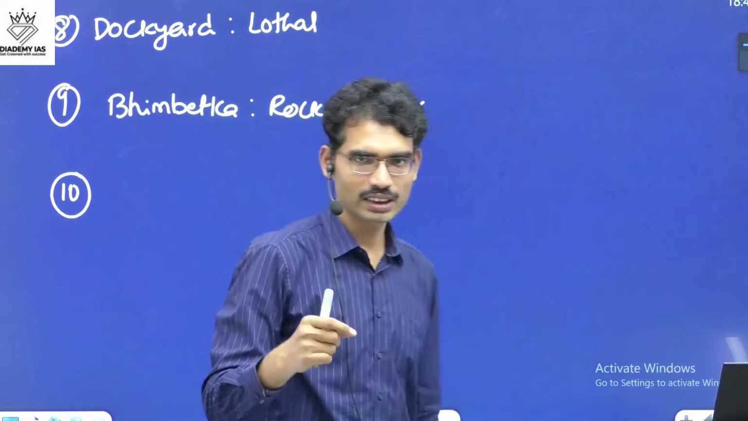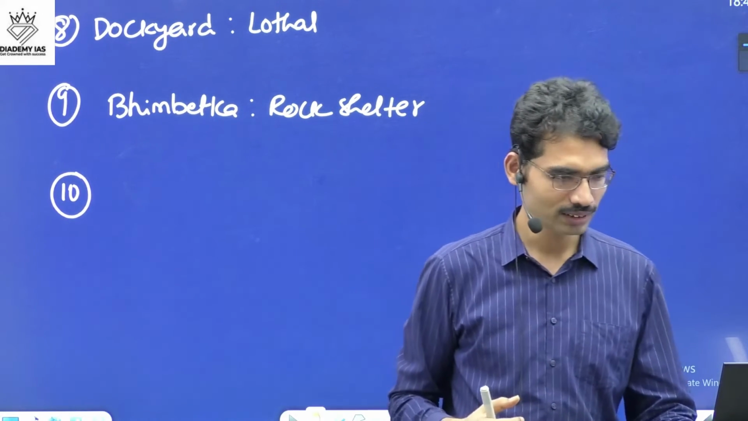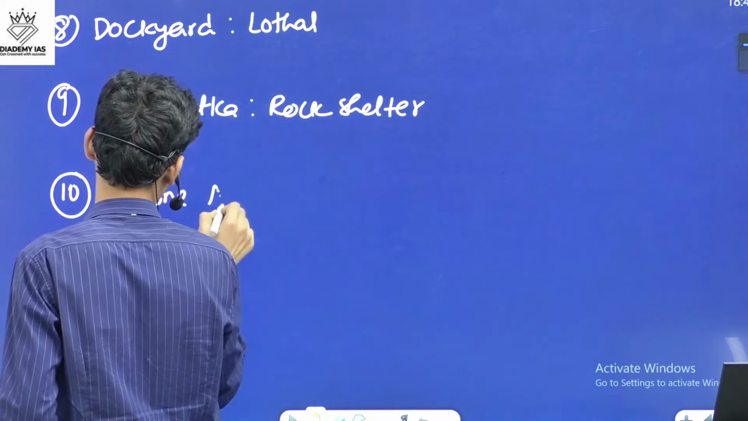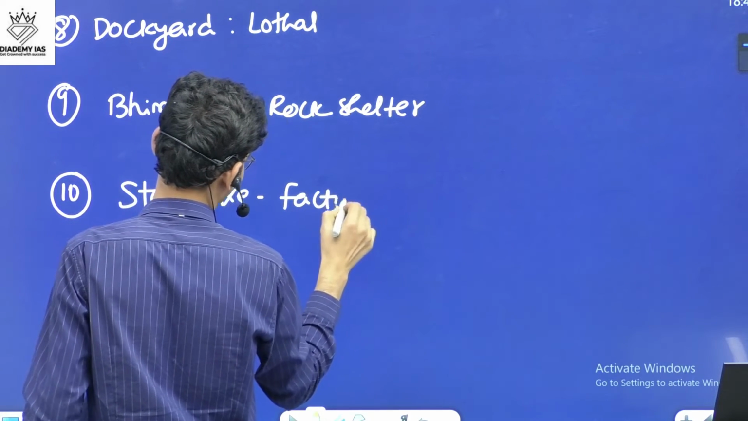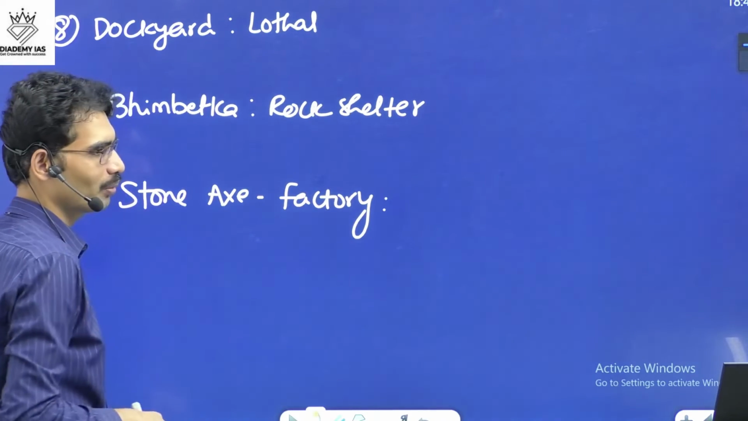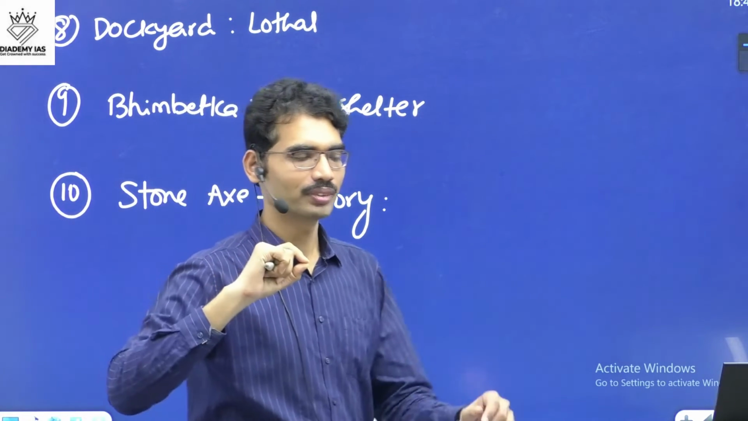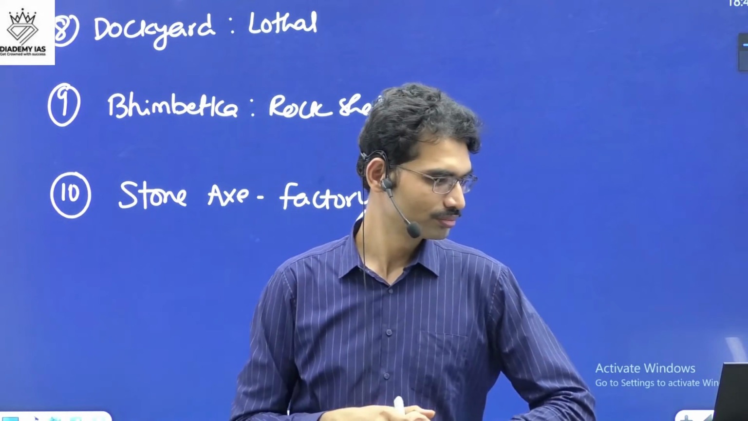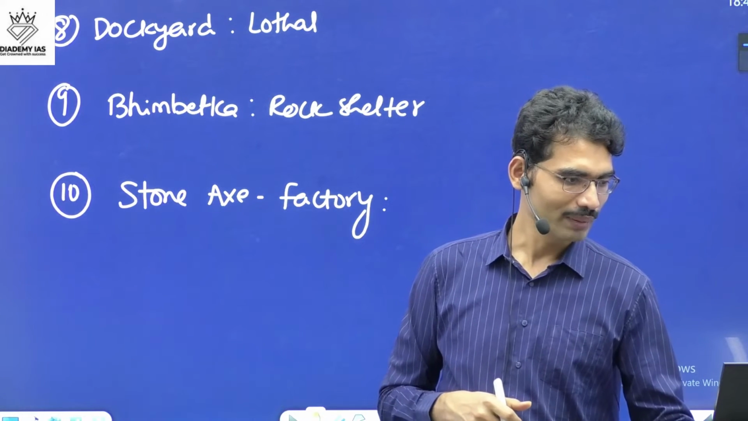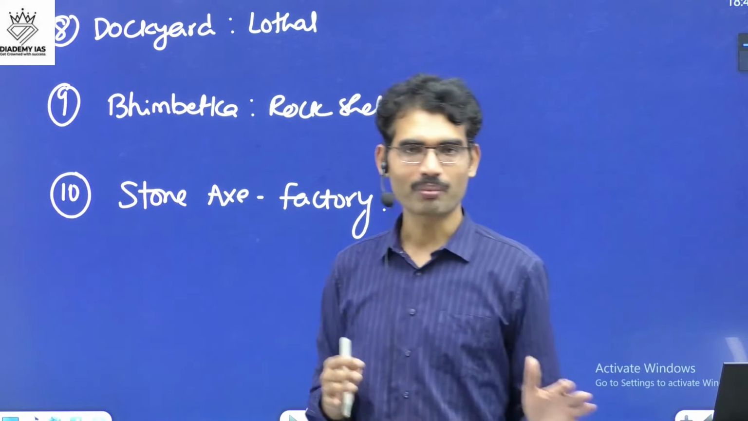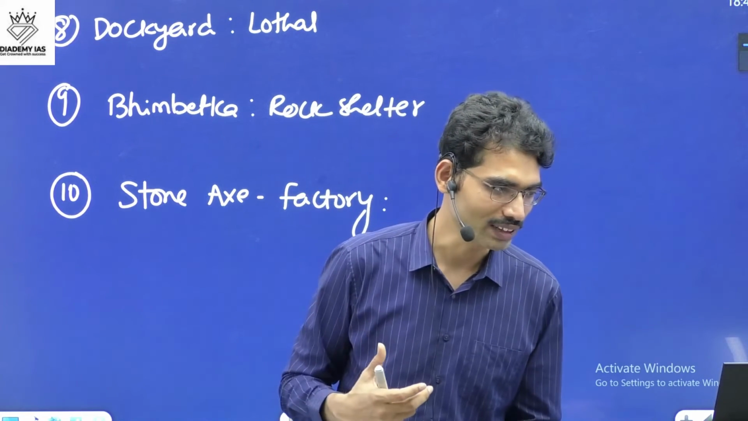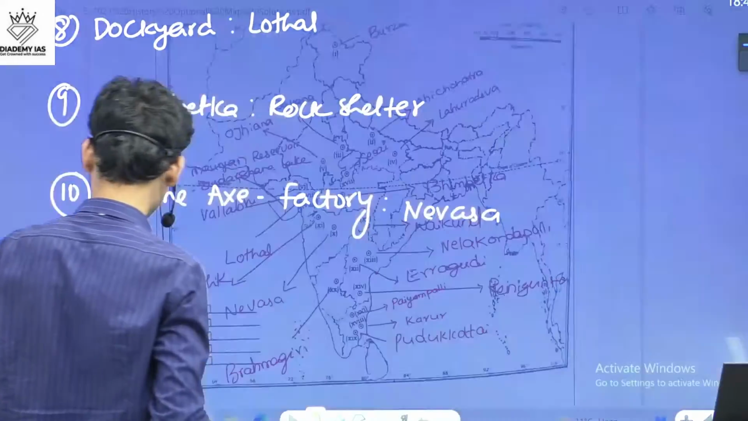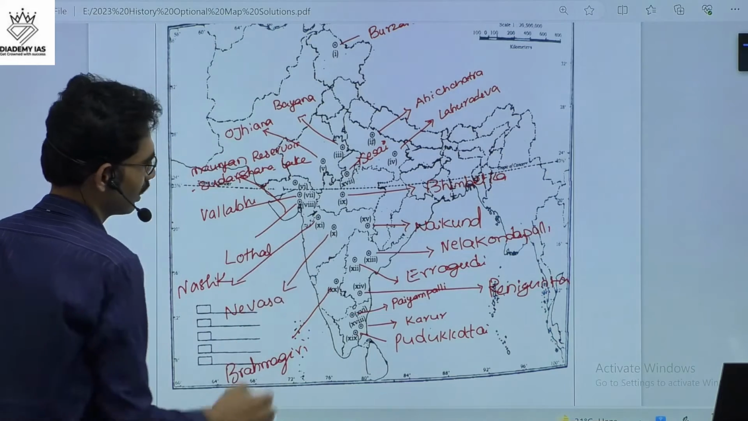10th one. This also, just yesterday we discussed in the Paleolithic context, the stone axe factory. Stone axe factory in Maharashtra. Do you remember? Yesterday I gave one factory site in Karnataka, and one factory site in Maharashtra. Those who came yesterday, do you remember? From Maharashtra, a place called Nevasa. Nevasa. This is the location. You observe here. This is the one, Nevasa.